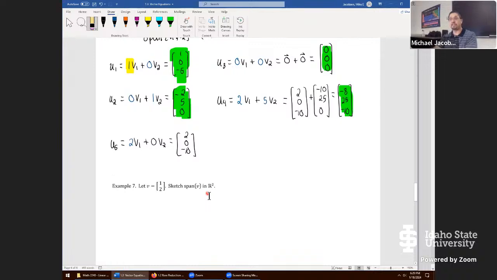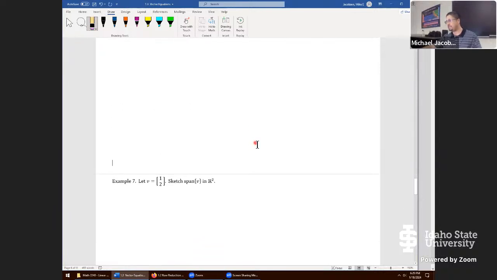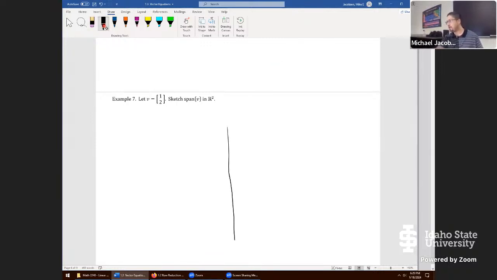I'll never ask you to sketch something in R3, but a question like example 7 is a possible exam question. So this would be just a really fast concept question if it did come up. Let's do it on the next page here. We have v equals a vector 1, 2. We want to sketch the span of v in R2. So R2 is our vector space. Now we can display it this way.